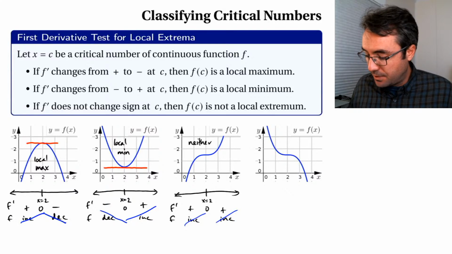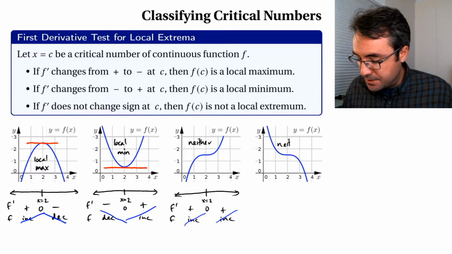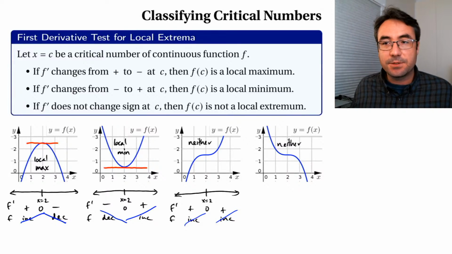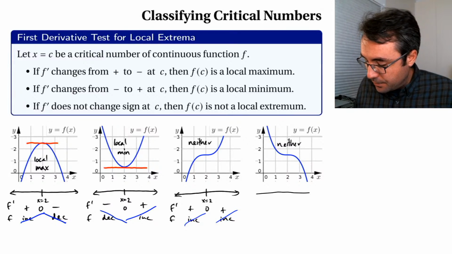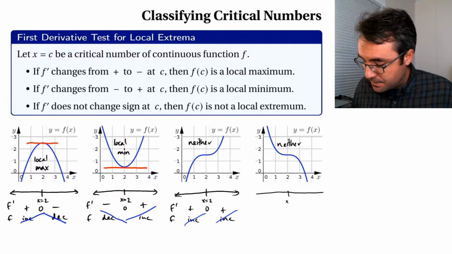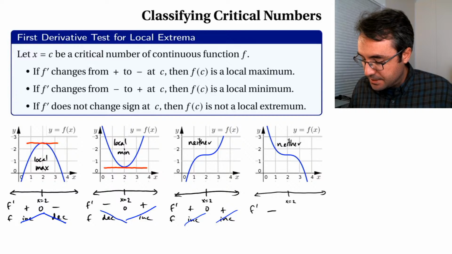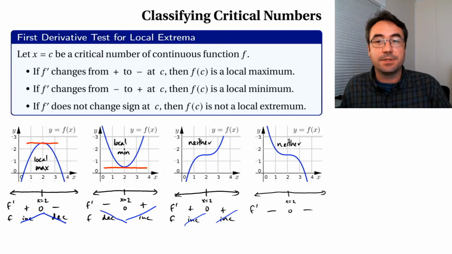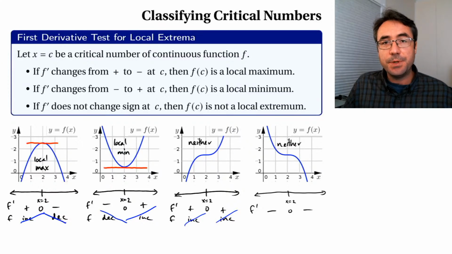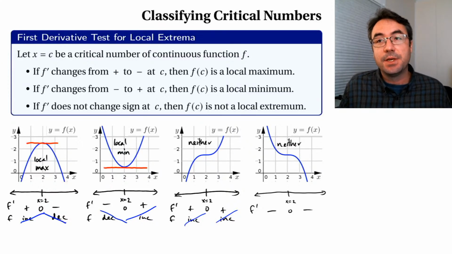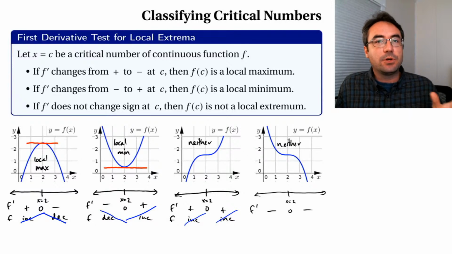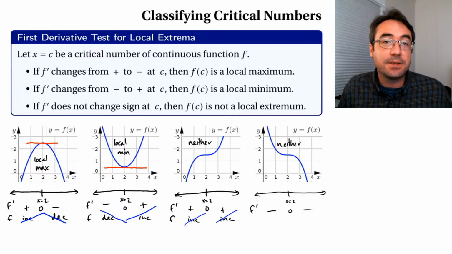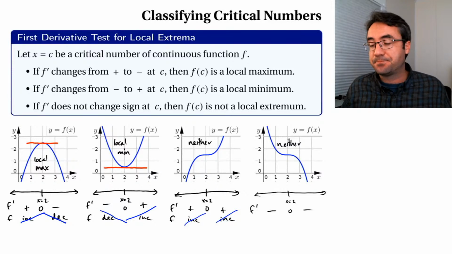And then something similar for the next one here. This is another graph where we don't have a local max or a local min, but if we were to do our sign chart for f prime, what we'd be seeing is negative on both sides of x equals 2. So we're decreasing and then decreasing. We don't see that change in sign. So for the first derivative test, we're looking for a change in sign at our critical number, and that tells us max or min.